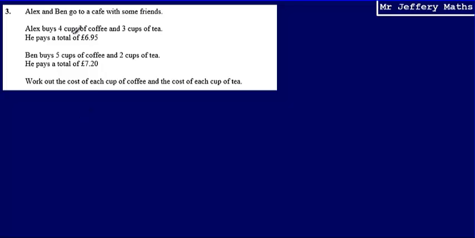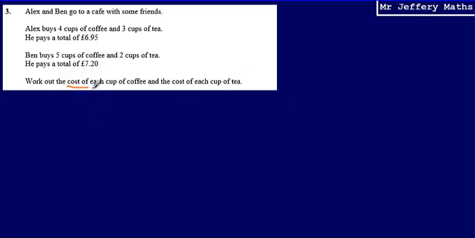This is question three. Here we're told that Alex and Ben go to a cafe with some friends, that Alex buys 4 cups of coffee and 3 cups of tea, and it costs him £6.95. We're then told that Ben buys 5 cups of coffee and 2 cups of tea, and it costs him £7.20. We're asked to work out the cost of each cup of coffee and the cost of each cup of tea.